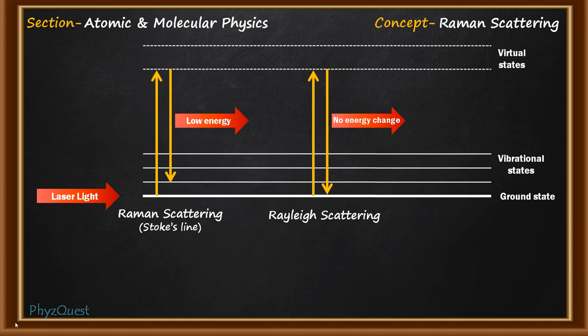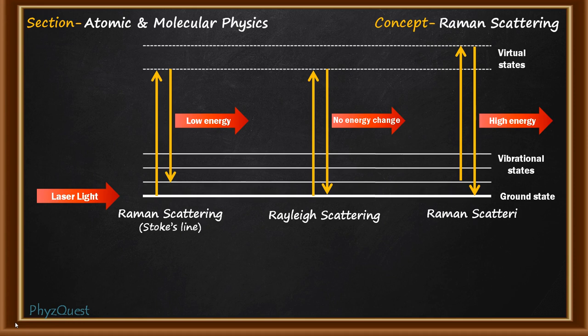The third scenario is the electron is excited from one of the higher vibrational levels of the ground state to the virtual state and comes back to the original ground state. This means the electron has lost some of its energy. Therefore the emitted photon has more energy than the incident photon, and this is another type of Raman scattering called the anti-Stokes line.